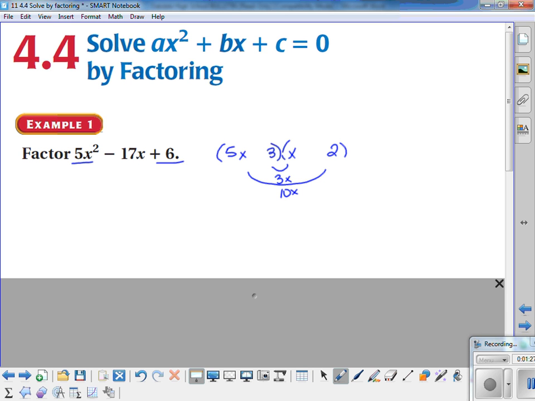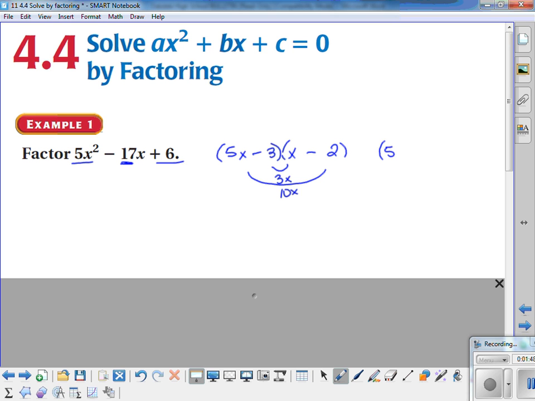Do I have enough there? No, I'm trying to get to 17. Also, notice the signs. See how it's adding up to a negative 17, but it's multiplying to a positive 6? So it means that both signs had to have been negative. Okay, but that one didn't work, so let me try another one.